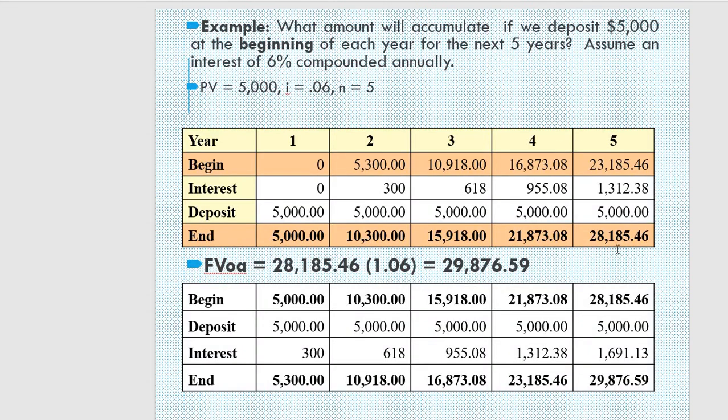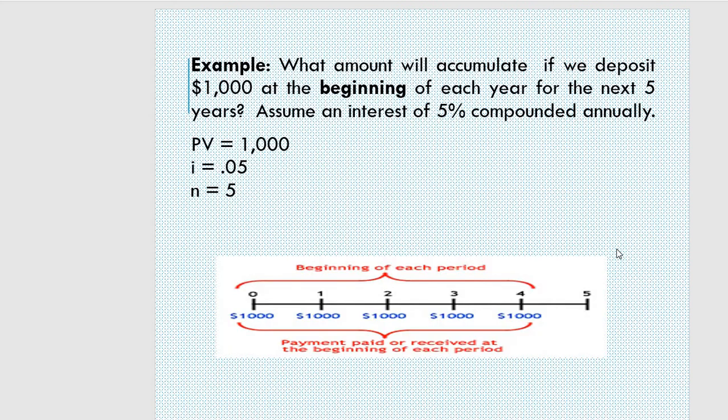Okay? So I want you to prove or show that the future value of an annuity due, assuming that the payments, the 5,000, are now being received at the beginning of the year, is 29,876.59. Show that. 10 marks if you want marks. Okay? Show that it is that.